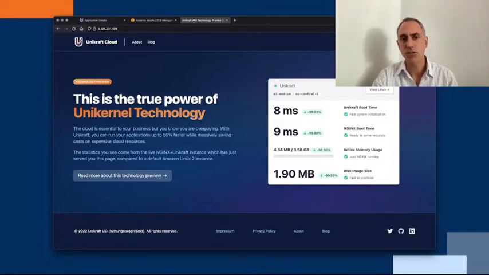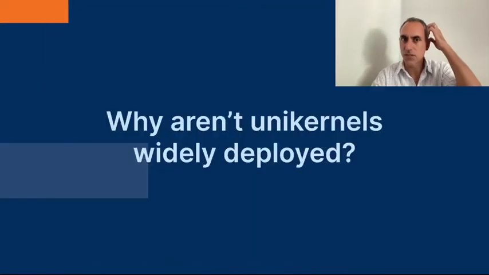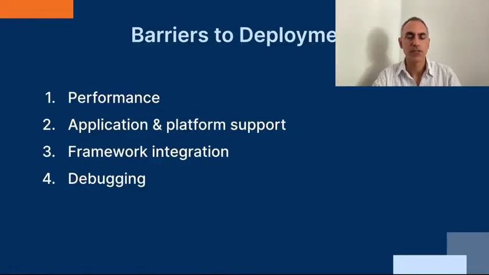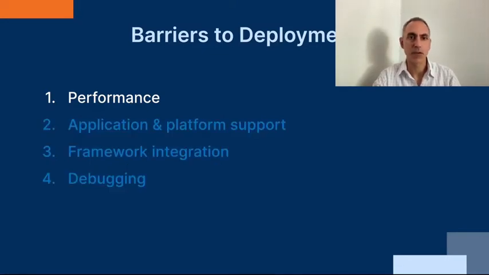So this just shows the potential. And then the question is, why aren't Unikernels more widely deployed then? So we think there's multiple barriers to deployment that have hindered Unikernels from being mainstream. The first one, ironically, has to do with performance, because if you think Unikernels are specialized VMs, why wouldn't they just run fast?